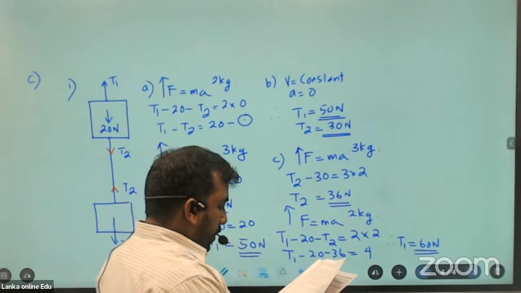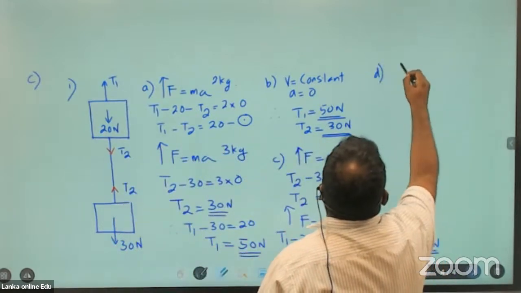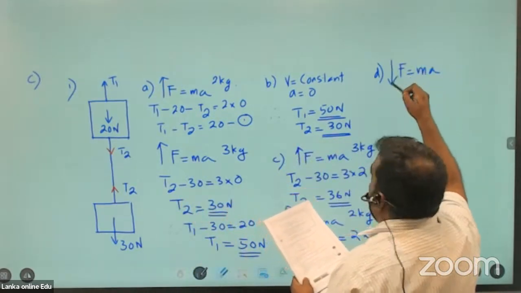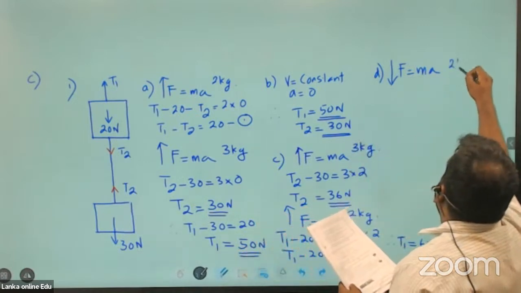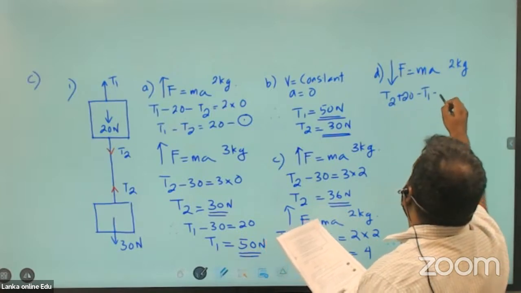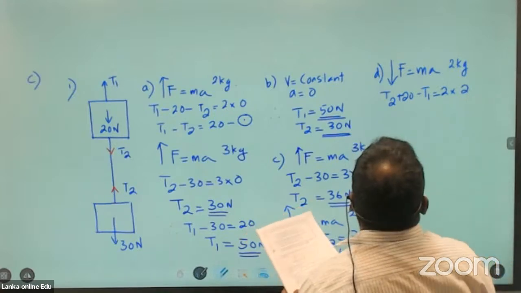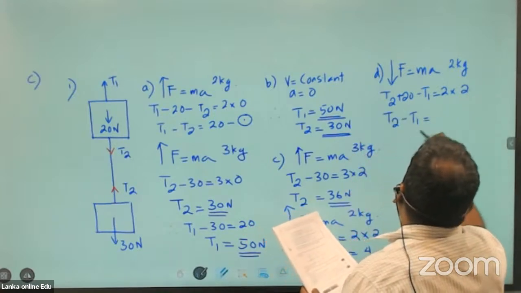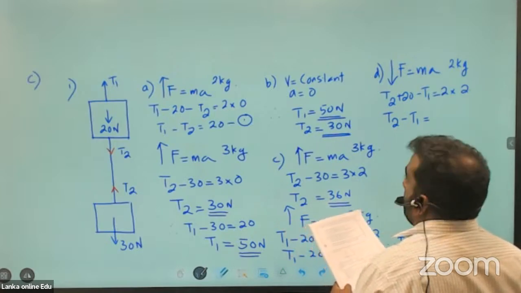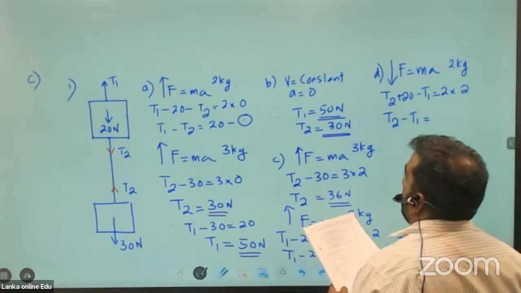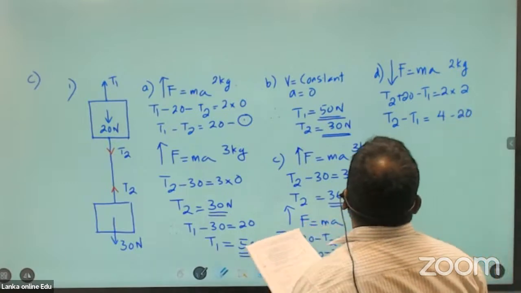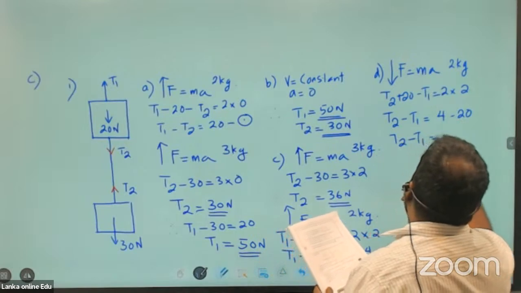Then moving downwards with the acceleration. Part D. F equal ma downwards. Apply on the 2 kilogram: T2 plus 20 minus T1 is mass into acceleration 2. Simplify this: T2 minus T1, with downward acceleration. There you go, T2 minus T1 is minus 60.